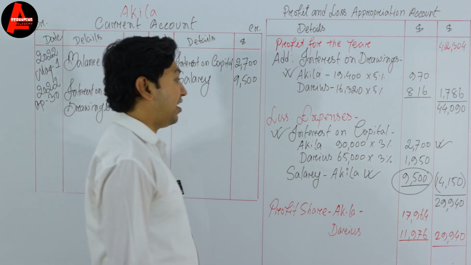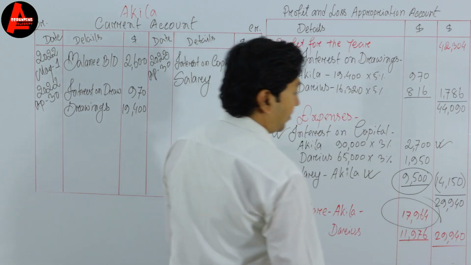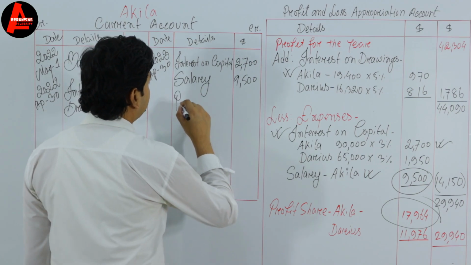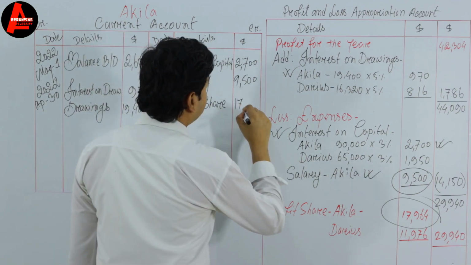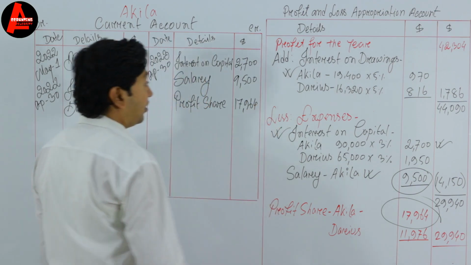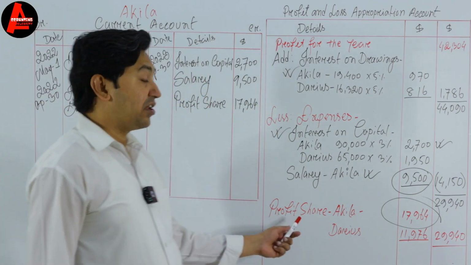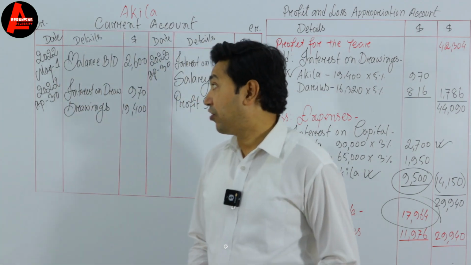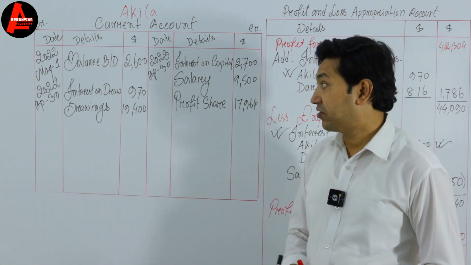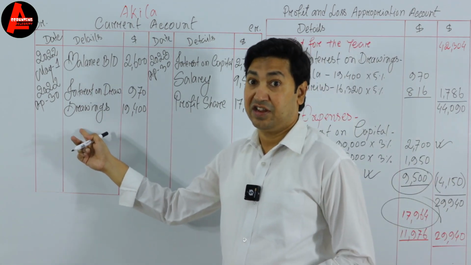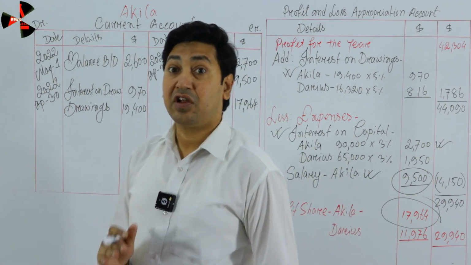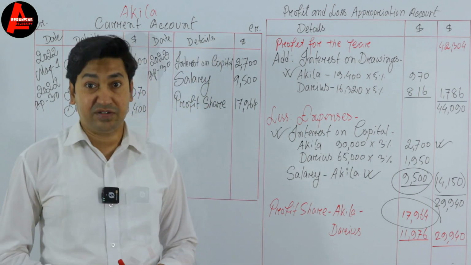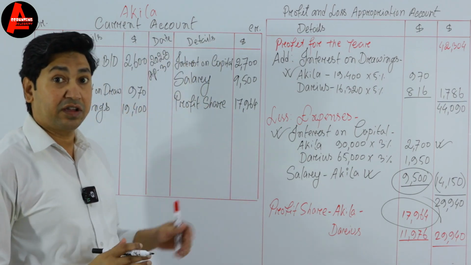Here Aquila's profit share is 17,964. So let us write here profit share 17,964. Point to be noted: if it is a loss share, then where does it appear? You will write it on the debit side. Okay, here loss share. Don't forget, you will not always have a profit share when you prepare the profit and loss appropriation account. So we finished writing all the things here.